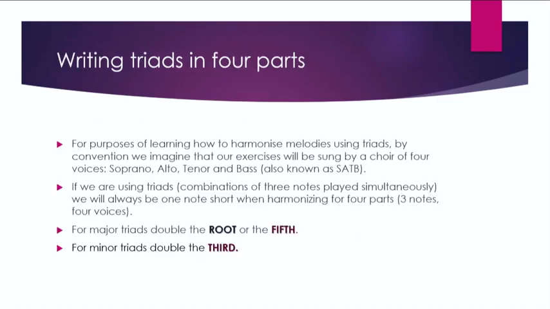All right. Now, for the rest of this semester, we're going to be writing triads in 4 parts. Now, you might be thinking, okay, there's a problem here. A triad only has 3 notes, but you're asking us to write in 4 parts. How are we going to do this? Well, for the purposes of learning how to harmonize melodies using triads, we use the convention that we are writing the exercises out for a choir: soprano, alto, tenor, and bass. They're always, or almost always, 4 parts in a choir, and you'll be familiar with that: soprano, alto, tenor, and bass. We also call it SATB just for short.